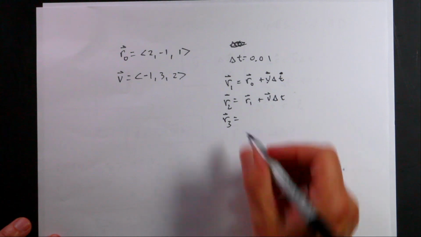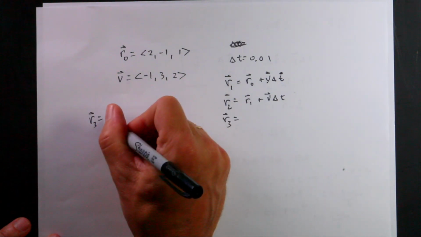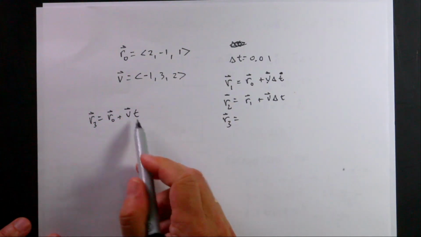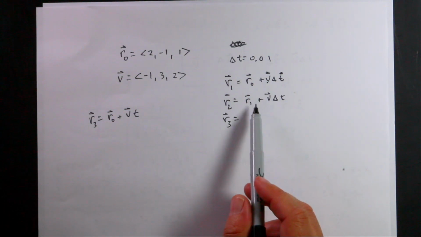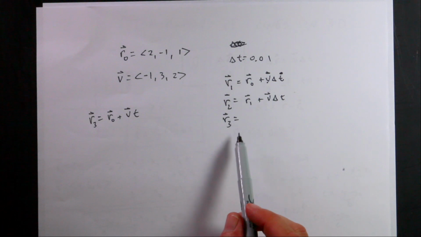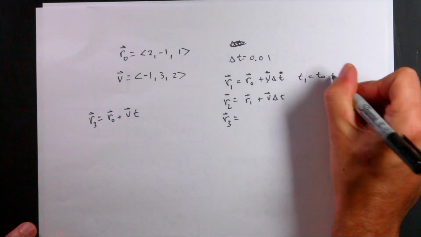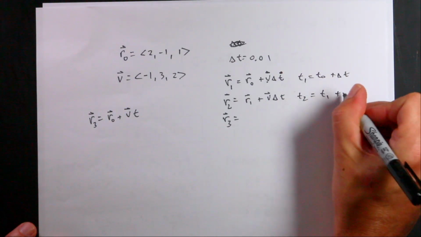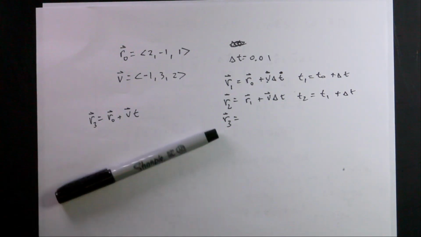Now, there is another way I can do it. I could also say R3 equals R0 plus vt, where I just multiply it by the actual time and always start from the beginning. But I'm going to do it the first way for now. They all have a time associated with them. So t1 is t0 plus delta t, t2 equals t1 plus delta t. And so that's my parameter t. Okay, so let's go over to Python and map this out and draw a three-dimensional line.